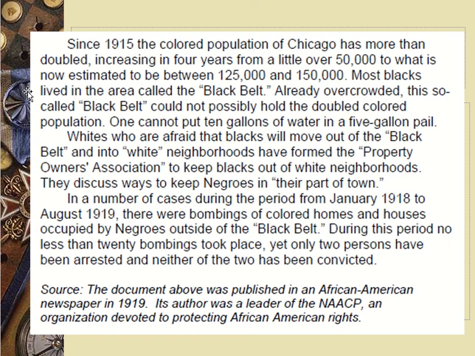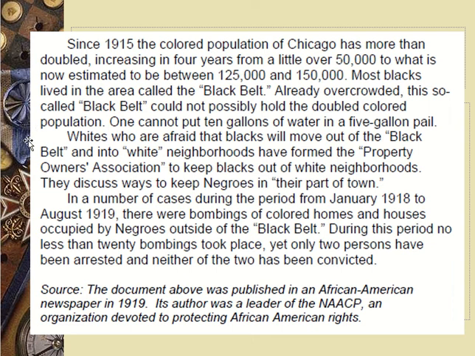All right, so real quick, if I pause, think back to AP Human Geography, think about redlining, and things that you've talked about, of segregated societies, of where things are. This is where you're going to see a lot of this stuff start. So people are living in this place called the Black Belt. Already overcrowded, this so-called Black Belt could not possibly hold the doubled colored population. One cannot put 10 gallons of water in a 5-gallon pail.